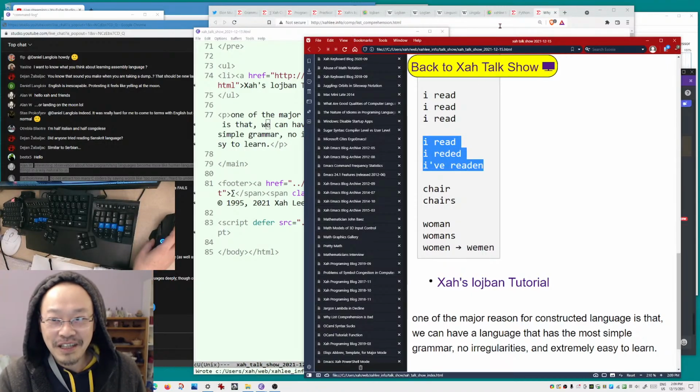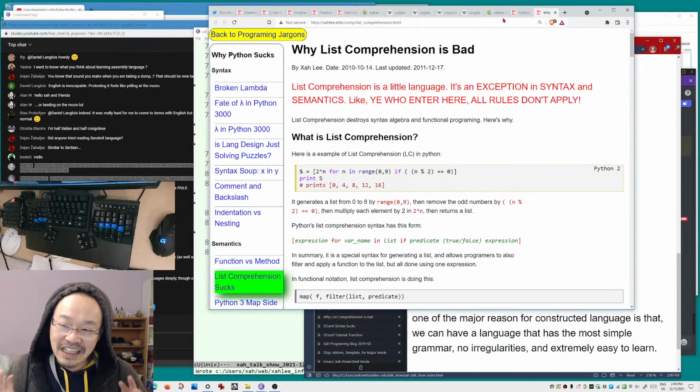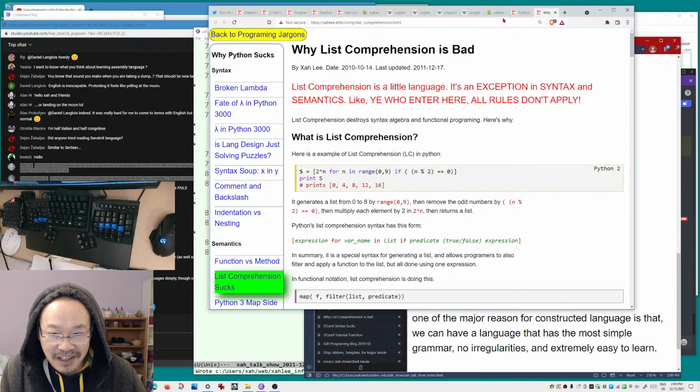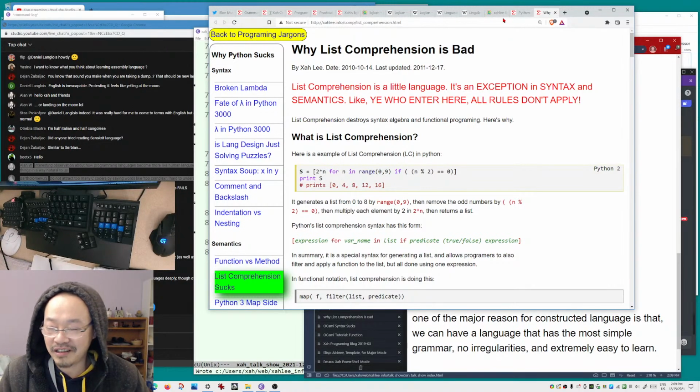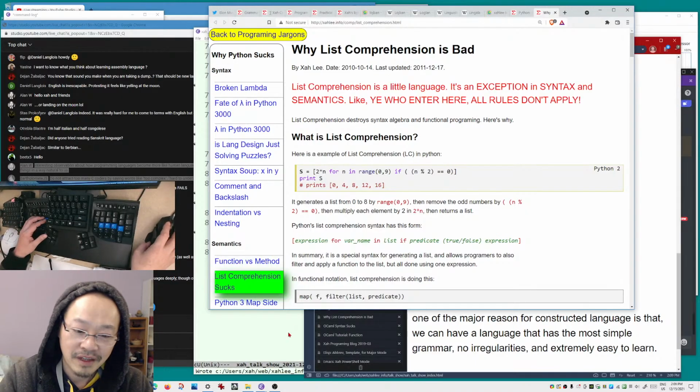So these programmers, especially the C, C++, Java, Rust type of people, and the Python people also, with list comprehension, they don't get it. Then there's Lisp too. The Lisp people.